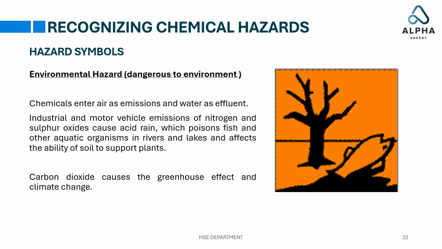Environmental hazard, dangerous to environment. Chemicals enter air as emissions and water as effluent. Industrial and motor vehicle emissions of nitrogen and sulfur oxides cause acid rain, which poisons fish and other aquatic organisms in rivers and lakes and affects the ability of soil to support plants. Carbon dioxide causes the greenhouse effect and climate change.